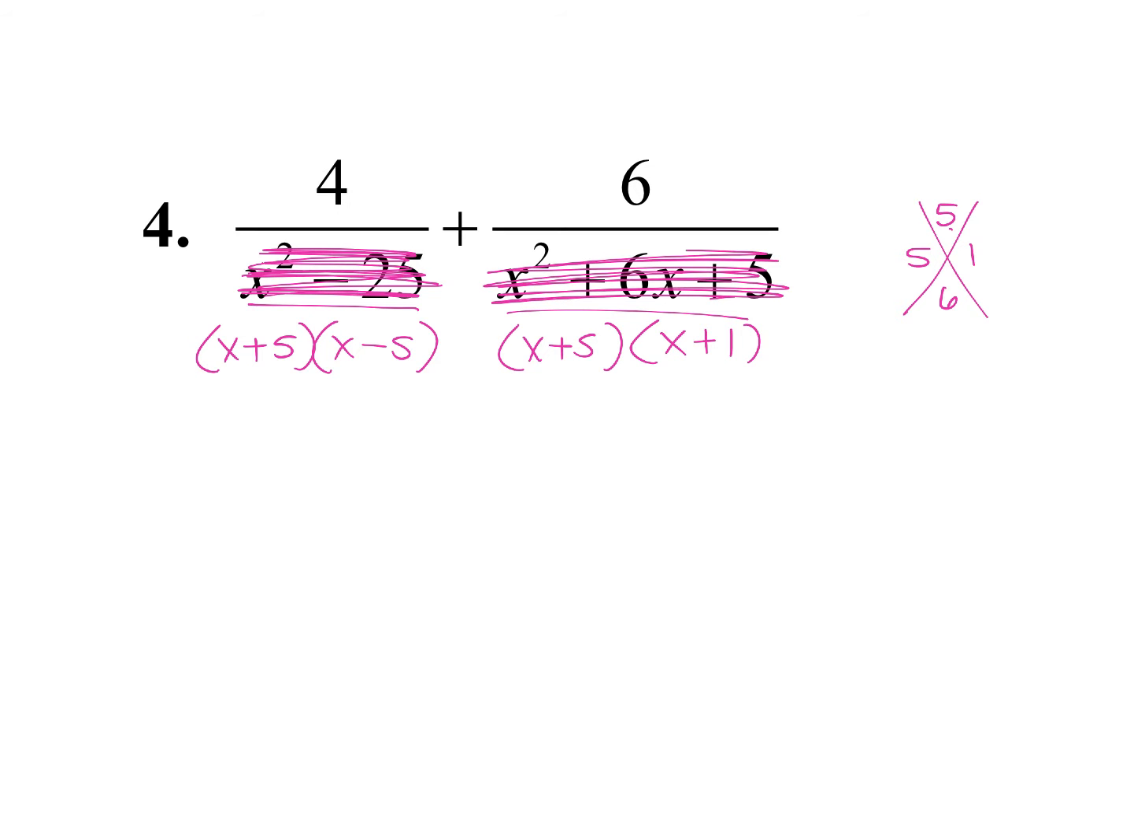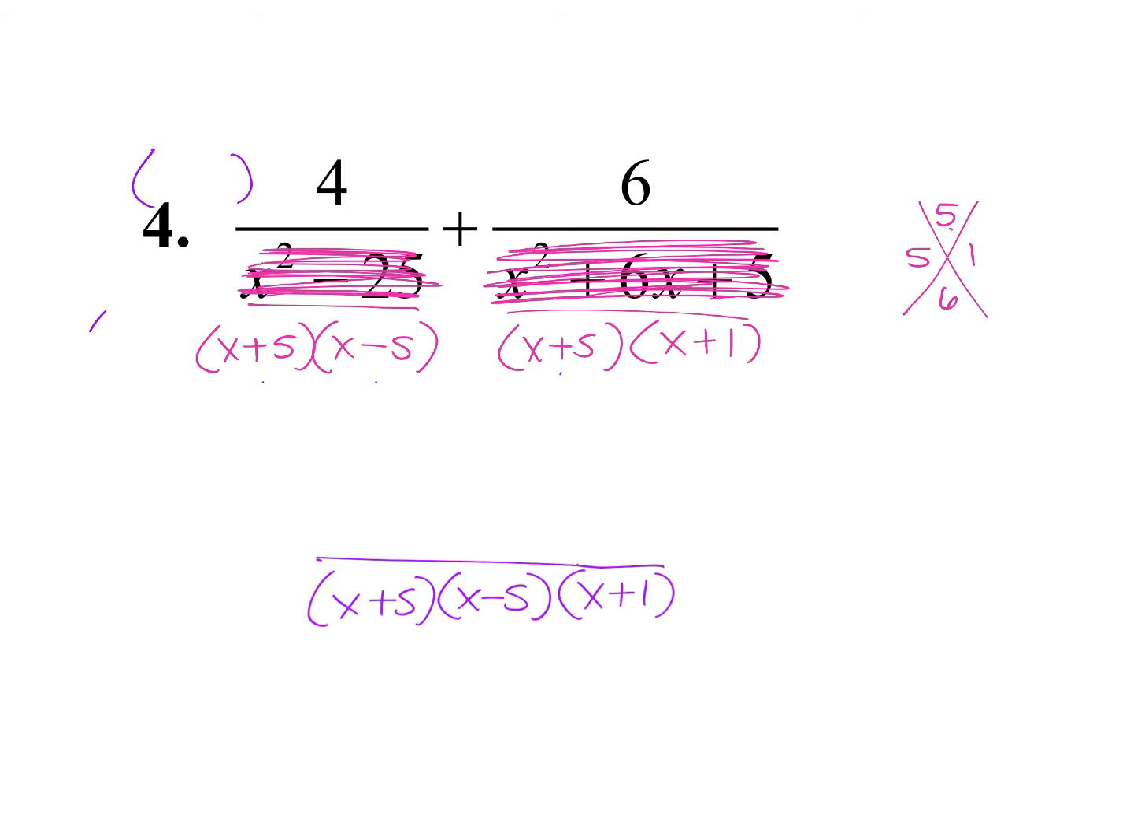So this is gone. Okay. What do you do next? We're adding fractions. You need what? A common denominator. So my common denominator is going to be x plus 5 times x minus 5 times x plus 1, right? That will be my common denominator. We need a little bit of everything that we have. So what do I need to multiply on the left? X plus 1 over x plus 1, okay? On the right?